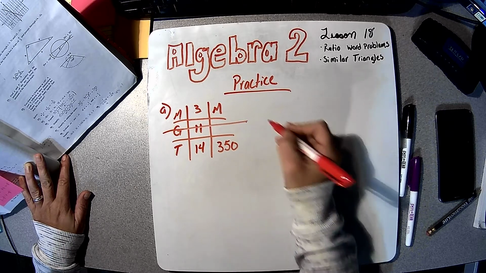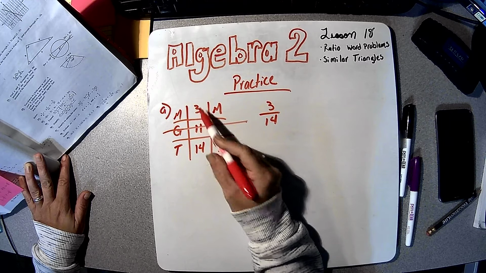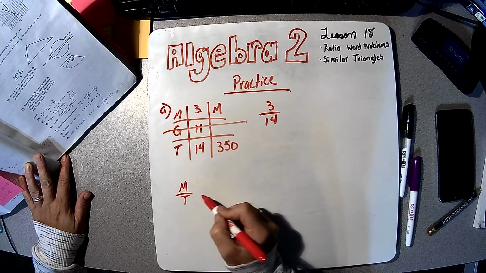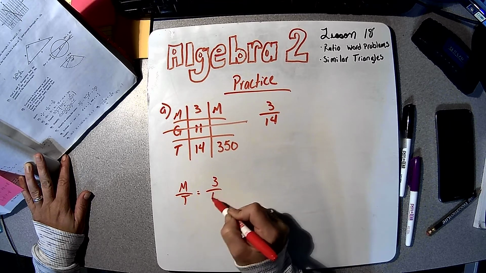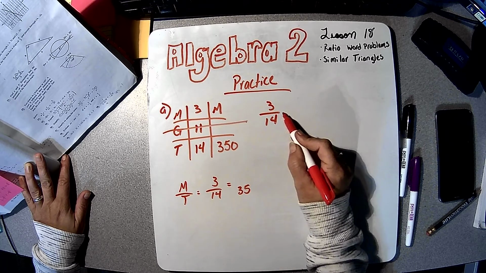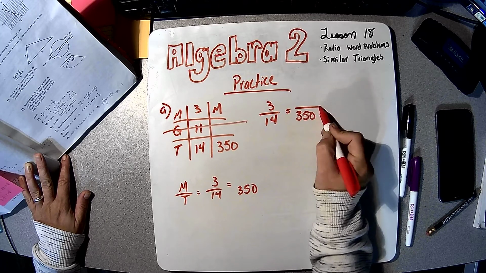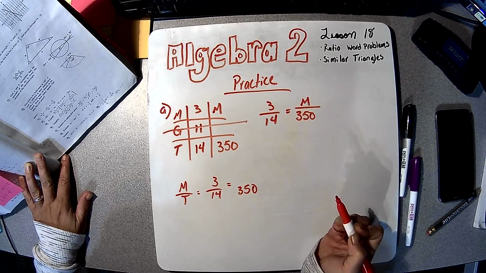Okay? So we're going to have 3 over 14. I pulled the numbers from here. Malefactors to total will be 3 to 14. And we know our total is 350. So equals 350 over M. Malefactors is what we're looking for.